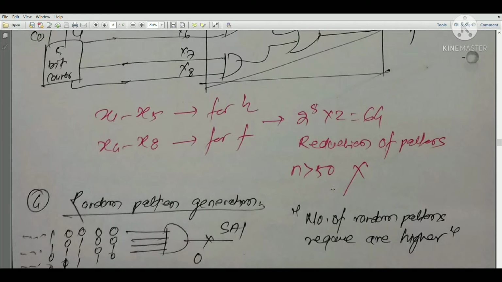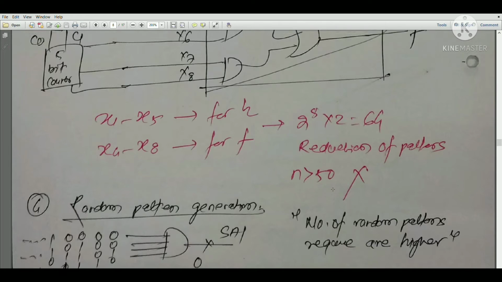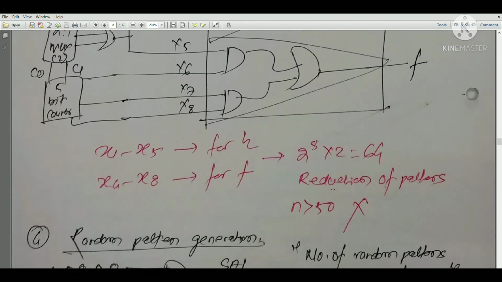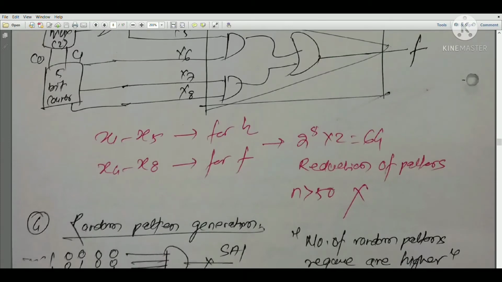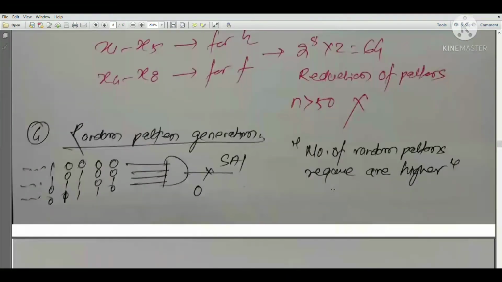So this becomes also impractical. What are the other methods then? So we have seen three methods. All three are not giving us satisfactory output. So we are moving to the next method, that is the random pattern generation. Let us see one example here.